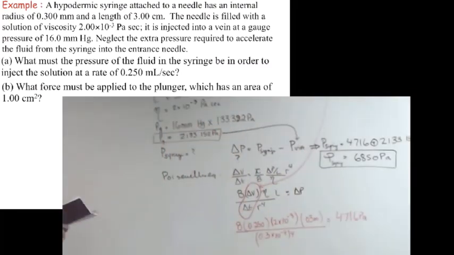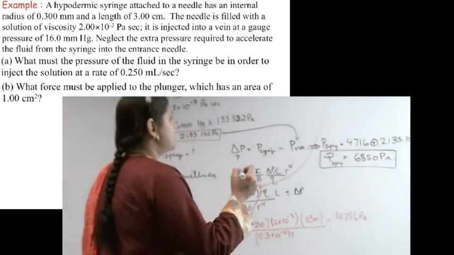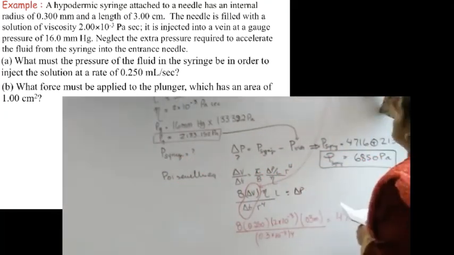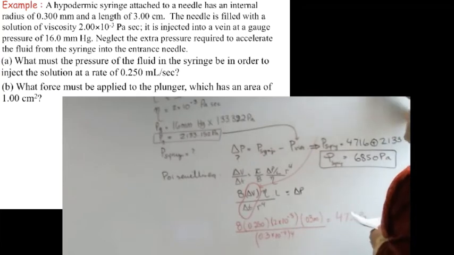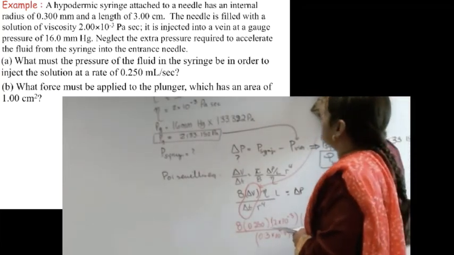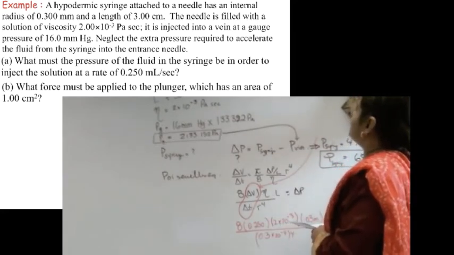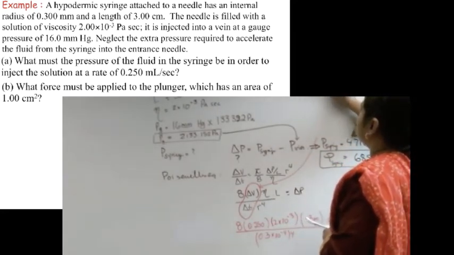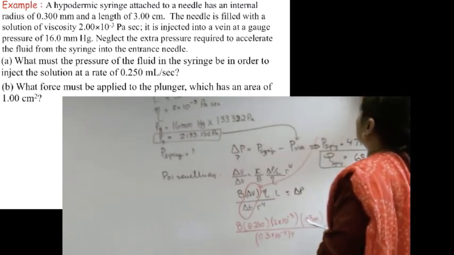So in part B, it asks what force must be applied to the plunger which has an area of 1 centimeter squared. So I'm just going to do part B here so I don't have to erase it because I need some of the information from there. So what do I need? I need force equals what? I know pressure equals force per unit area. This implies pressure times area equals force.